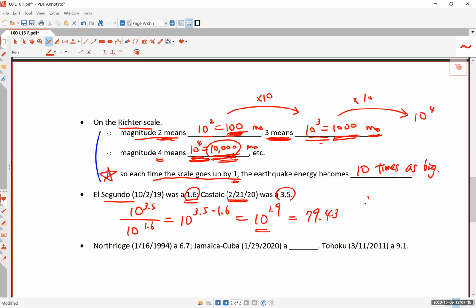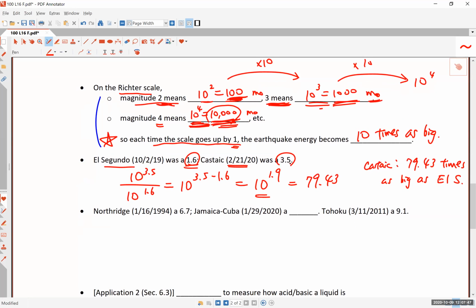Right, so what we are saying is the Castaic earthquake was caused by the energy level, which is about 80 times or 79.43 times as big as the El Segundo earthquake that occurred in October of 2019. Okay, did you get that? All right, so yeah, that's what it means. All right, and so the difference is significant. Okay, the difference is not 1.9, it's 10 to the 1.9.